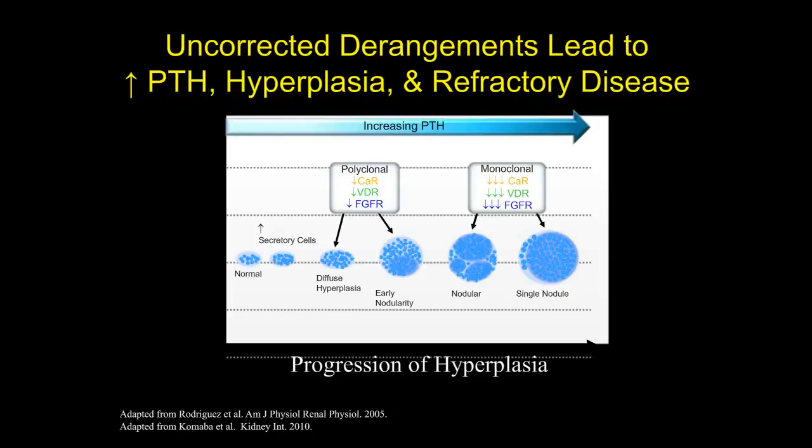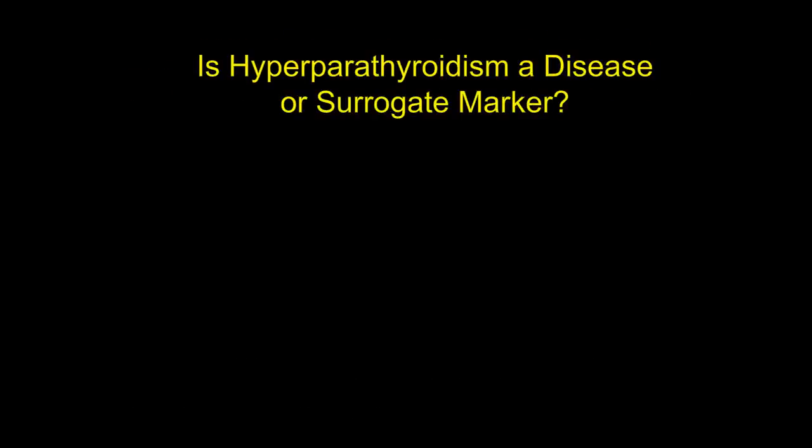Therefore, as this disease progresses, this tissue and these cells become totally unresponsive to their regulatory factors: calcium, vitamin D, and FGF23. It's almost like cancer biology, in that you have unregulated growth of the tissue as well as unregulated production of parathyroid hormone.